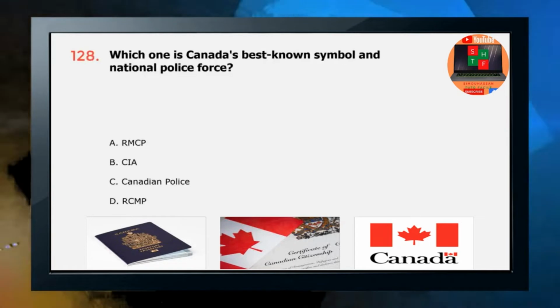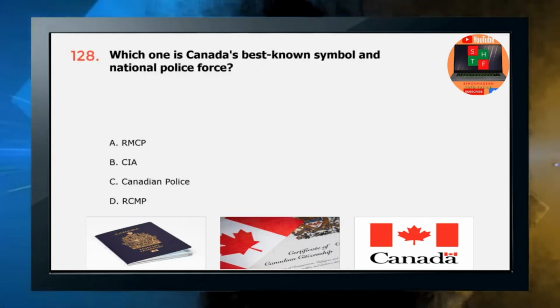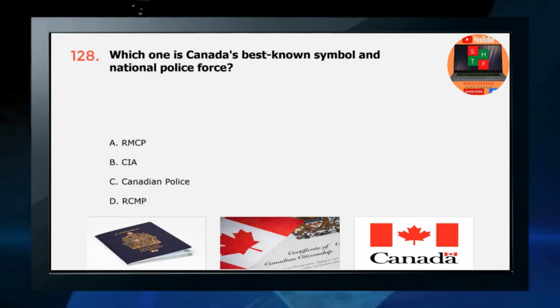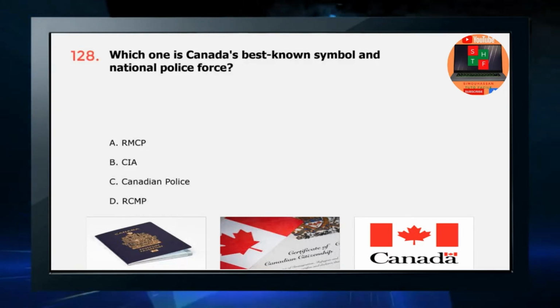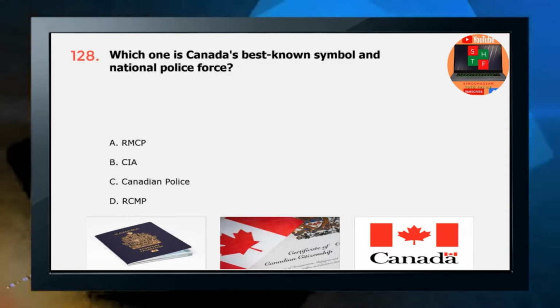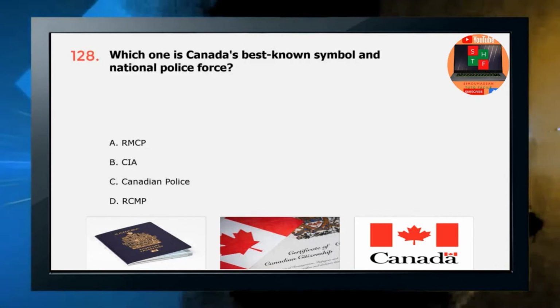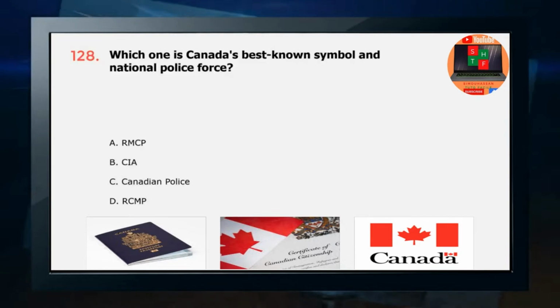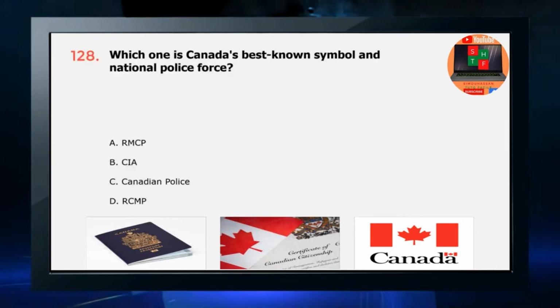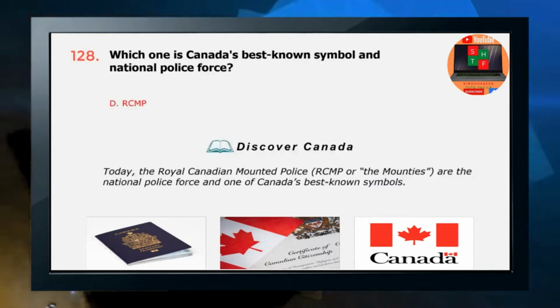Question 128. Which one is Canada's best-known symbol and national police force? A. RMCP. B. CIA. C. Canadian Police. D. RCMP. The answer is D. RCMP.